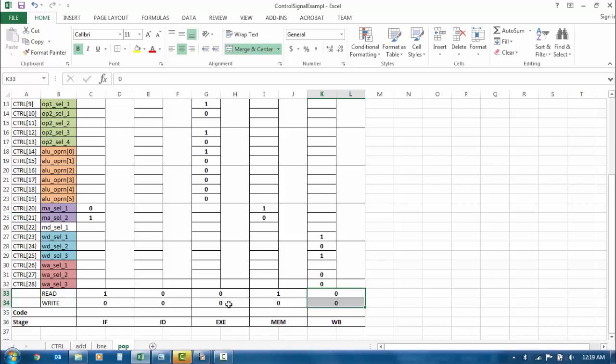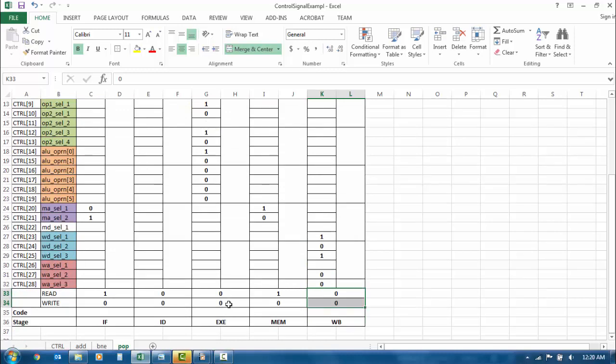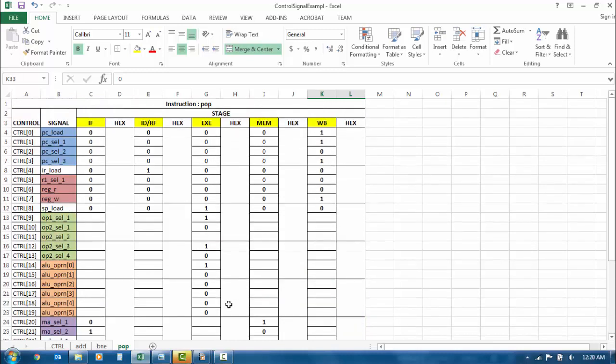Now, since we are not writing data, this MD selection, memory data selection, is all about what data we are sending in, but that is only relevant if we are doing a store word or a push operation where we are writing into the memory. But here pop is reading from the memory, from the stack pointer address, so that doesn't matter. What matters, since we're writing back into the register file, are WD and WA, those control signals at the write back phase, which we already took care of. So these are all the necessary control signals we have derived so far for the pop.